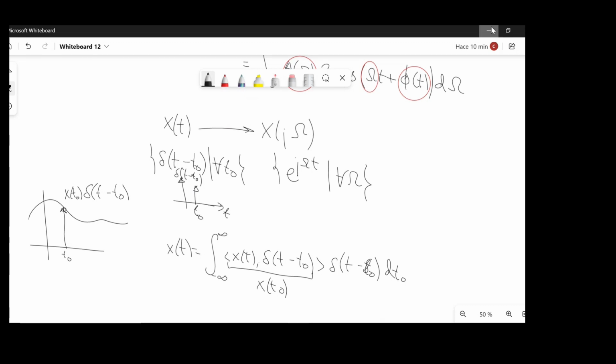Yeah, so we are here. This is our basis function. This is our set of basis functions. And now we have to take them in 2 dimensions.